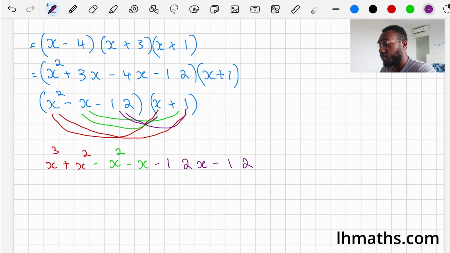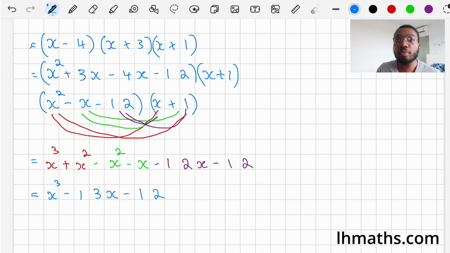And now we just need to simplify everything down. So if we do that, we'll be left with x cubed here. We have a positive x squared and then a minus x squared, so that cancels each other out. We have a minus x minus a 12x, so that will be a minus 13x, and then we'll be left with that minus 12 at the end. So we'll be left with x cubed minus 13x minus 12.